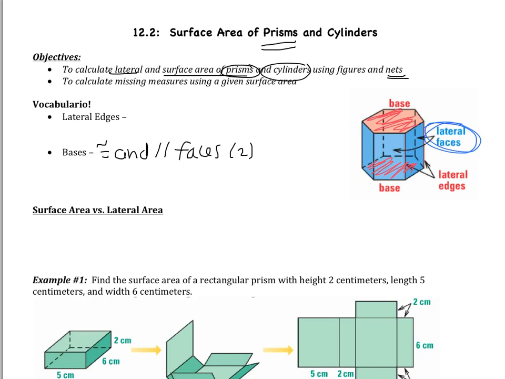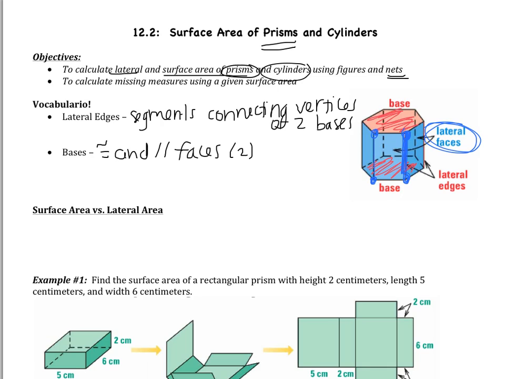Now, in addition to bases, you're also going to need to know the term lateral edges. The lateral edges are the segments connecting the vertices of the two bases. So for example, this vertex on one base and this vertex on another base are connected by a lateral edge. This vertex on one base, this vertex on another base are connected by a lateral edge. So the lateral edges are edges on the lateral faces, but they connect the bases.